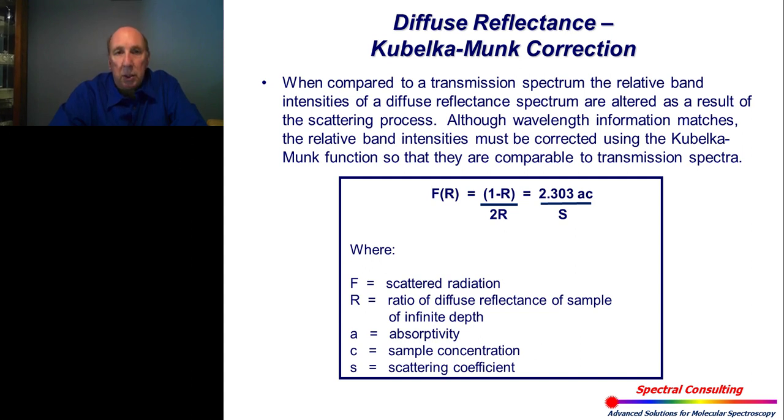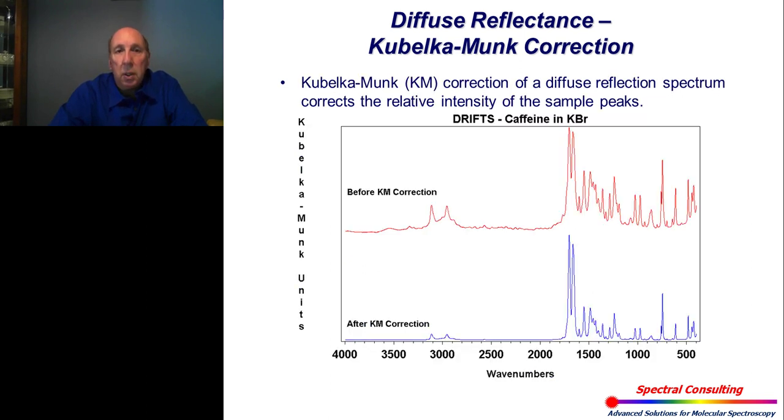This is the correction that's used for diffuse reflectance, the Kubelka-Munk correction, or KM. It's a pretty complex equation, but pretty much every instrument software that I know has got the KM correction in its library of commands. And this is what happens when you do Kubelka-Munk.